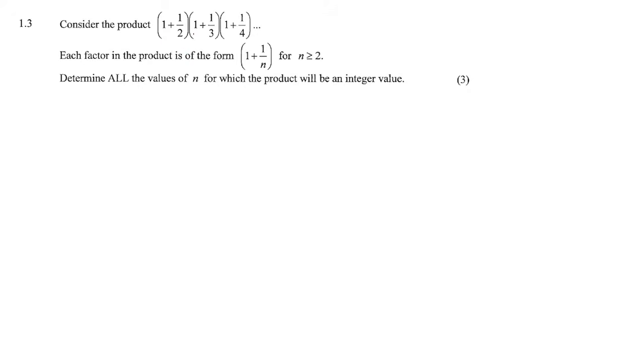Determine all the values of n for which the product will be an integer value. If we just expand this, we get 1 plus a half is 3 over 2, then 4 over 3 times 5 over 4, and so on. As we can see in the pattern, the number on top is 1 more than the number at the bottom. So eventually we will have n over n minus 1. Say if we have 5, then the bottom would be 4. For the next term, which we could say is our last term, we would have n plus 1 over n, as this number would increase by 1 and this number would just become n.